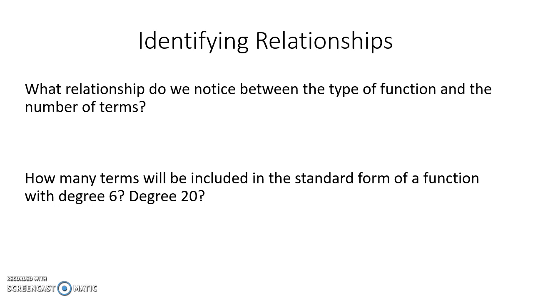Hopefully you notice that whatever the degree of the polynomial is, the number of terms in standard form will just be one more. So a 6th degree polynomial would have 7 terms in it in standard form, and a 20th degree polynomial would have 21 terms. So it's going to be useful moving forward in this activity.